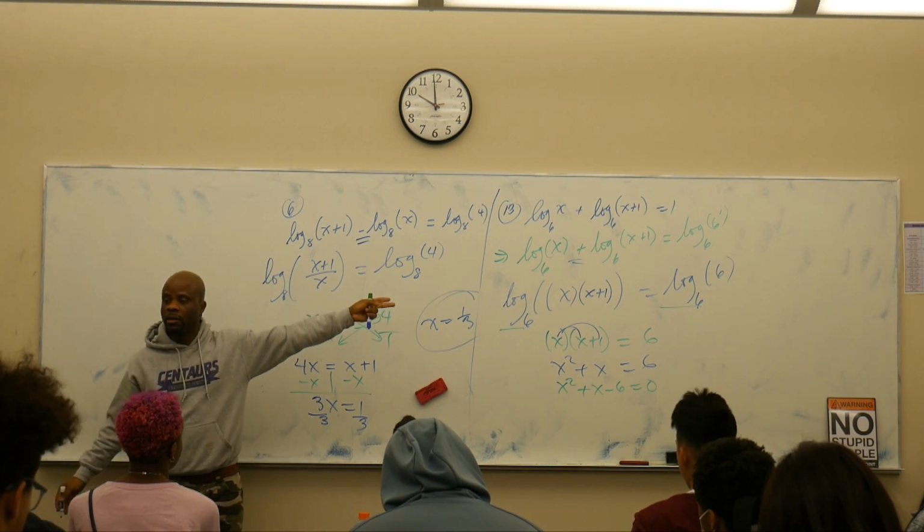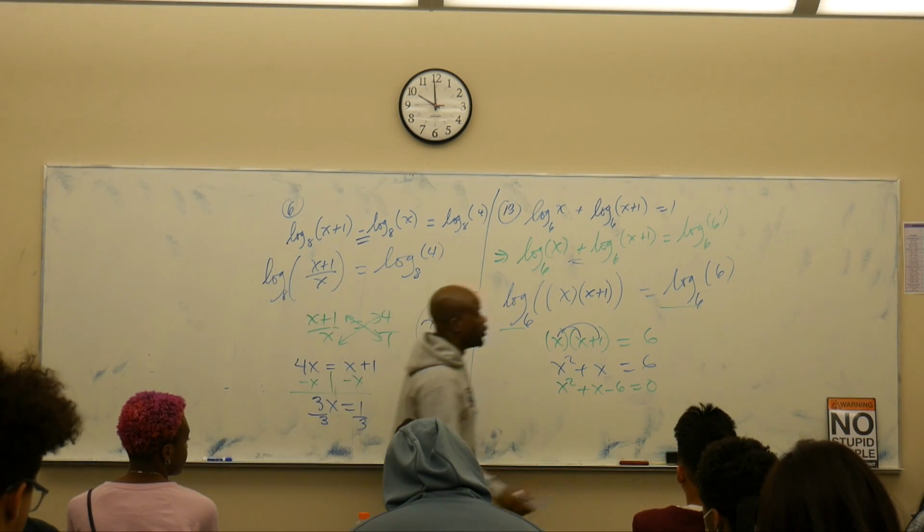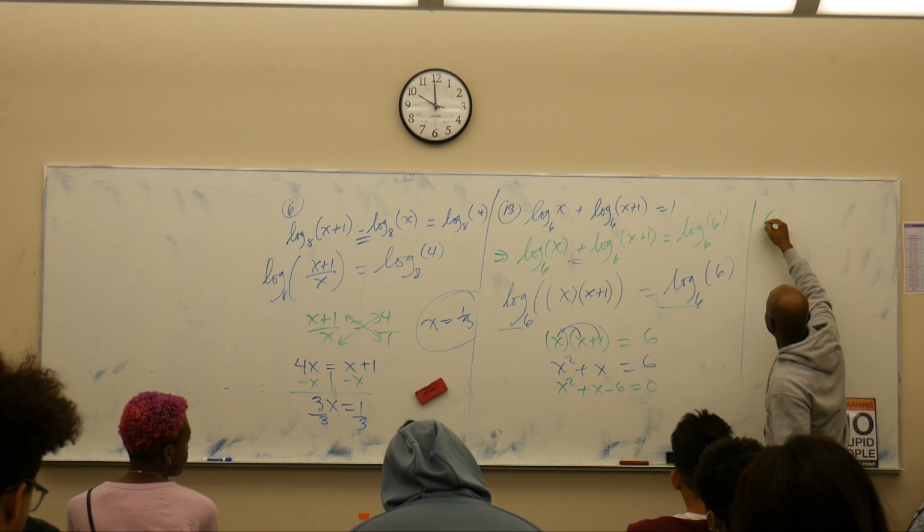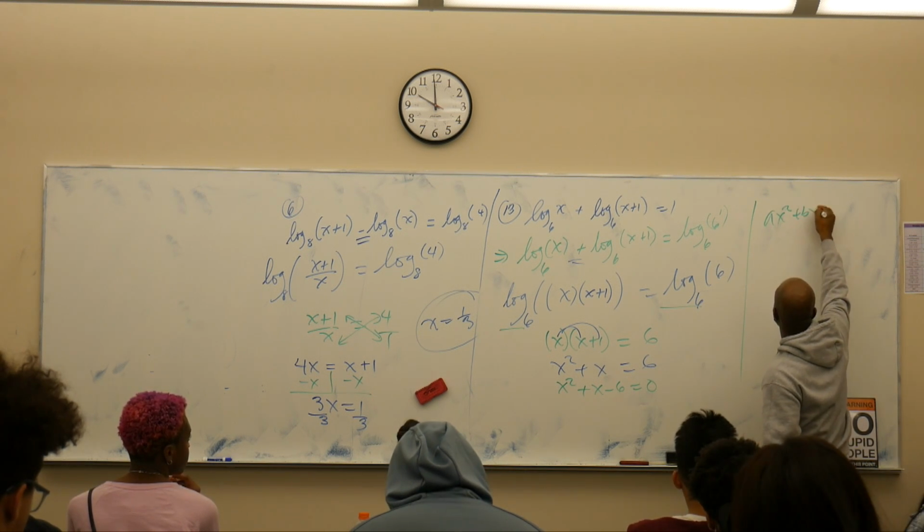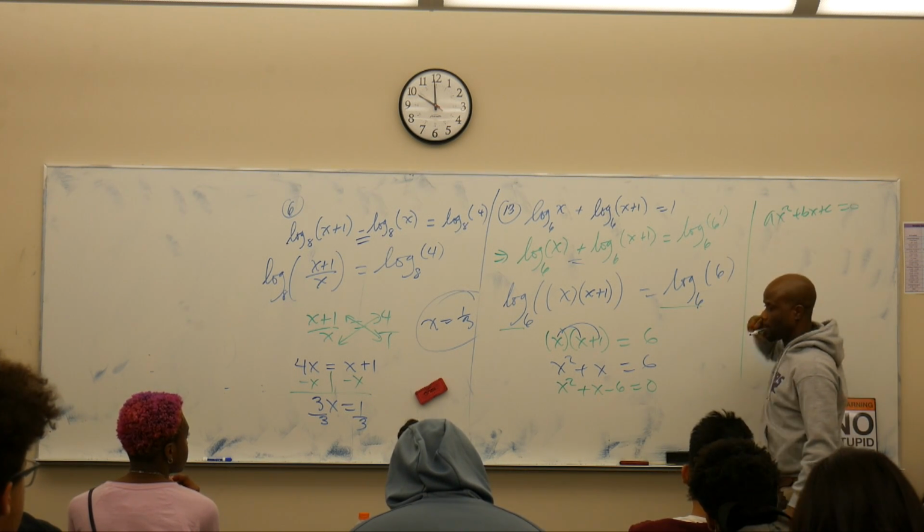I need it in the form ax squared plus bx plus c is 0.